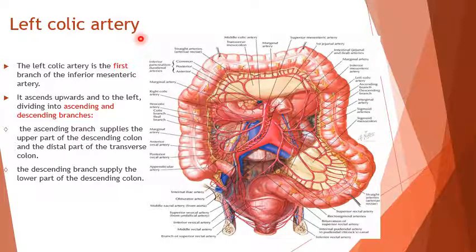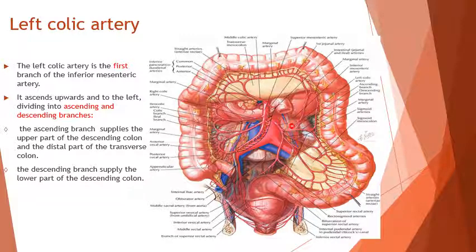The left colic artery is the first branch of the inferior mesenteric artery and it ascends upwards and to the left, dividing into an ascending and a descending branch. This is the ascending branch of the left colic and this is the descending branch. The ascending branch supplies the upper part of the descending colon and the distal part of the transverse colon, while the descending branch supplies the lower part of the descending colon.